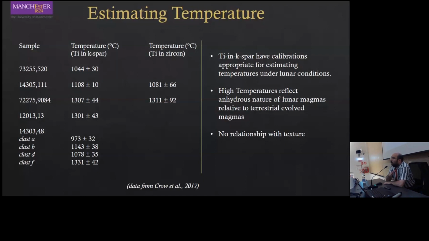This may seem quite hot for those of you used to perhaps lower temperatures of terrestrial granites, and that probably reflects the fact that these things are a bit more anhydrous compared to terrestrial granites, where obviously water acts to flux things on Earth a lot more. There's no particular relationship in terms of temperature with different textural types. So the Apollo 12 sample, 12013, is one of these fine-grained felsites, whereas the sample above from Apollo 17 has got a strong granophyric texture.